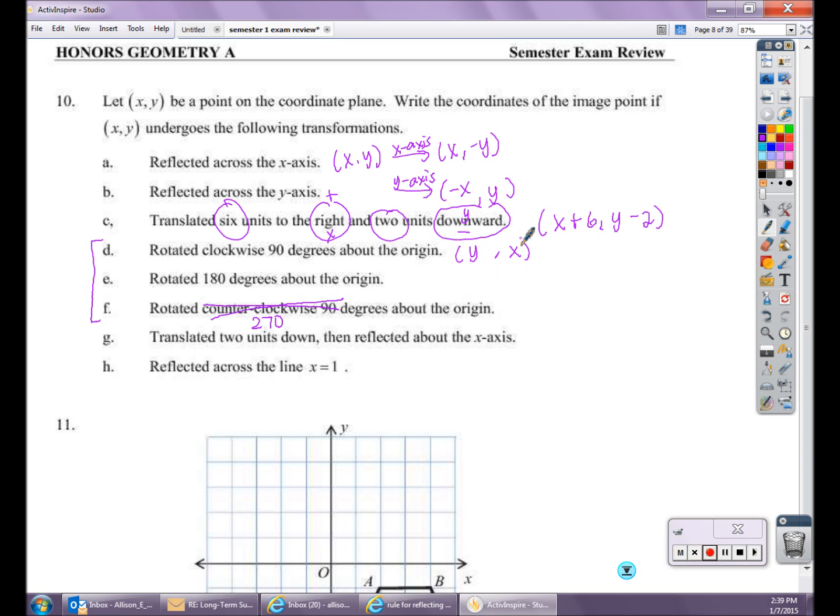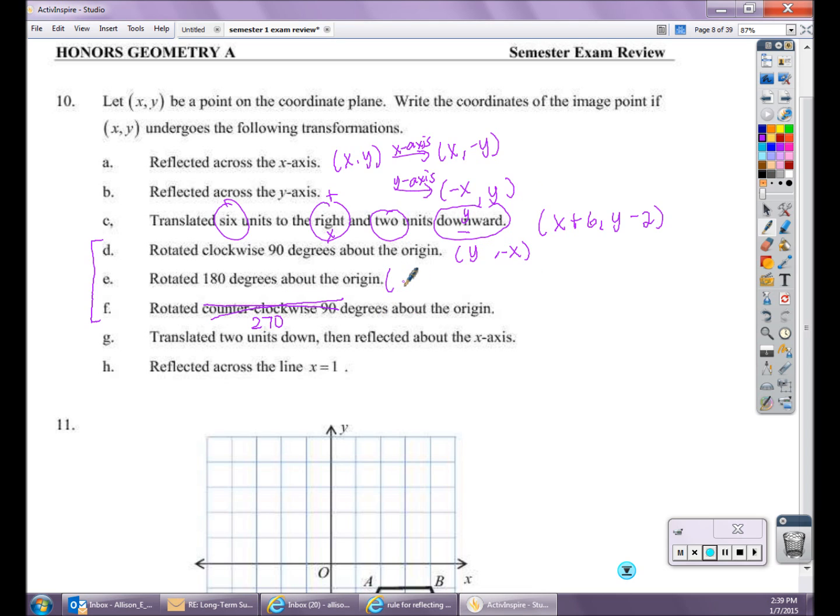So the x becomes y and y becomes x. And it affects, this is smaller out of 270, right? 90, 180, 270, 90 is the smallest. It affects the second one. It's not very strong. That's how I remember it. It affects the second one.